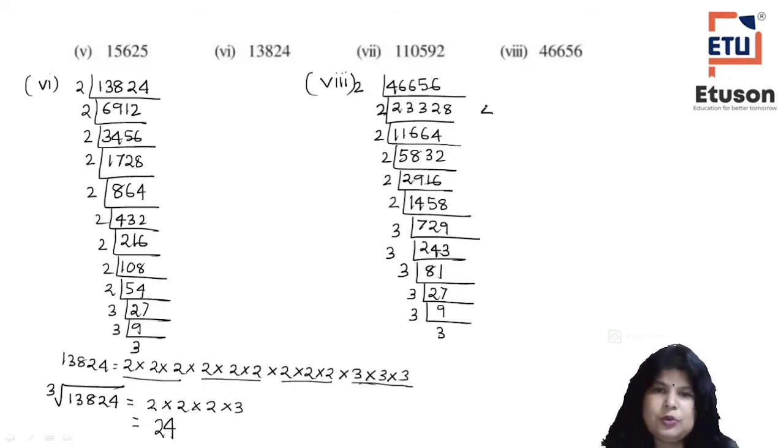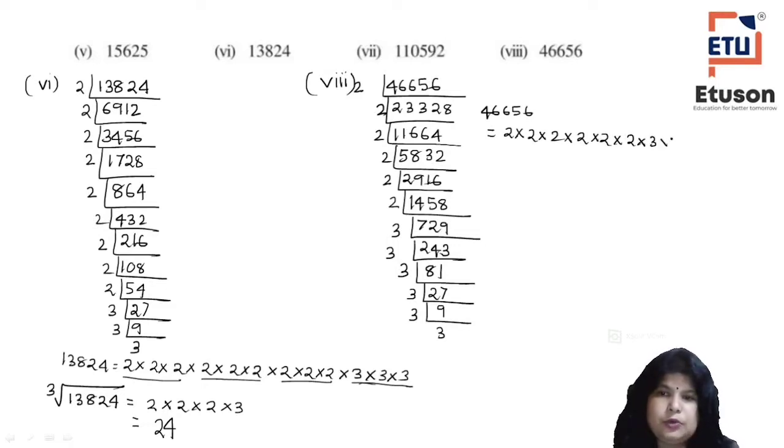Right? So let us write down the prime factors of 46656, which is equal to 2 into 2 into 2 into 2 into 2 into 2 into 3 into 3 into 3 into 3 into 3 into 3. Now let us form the group of 3. So you could form now 4 groups.